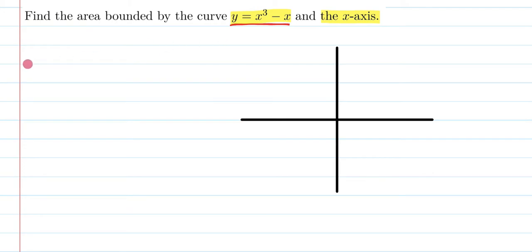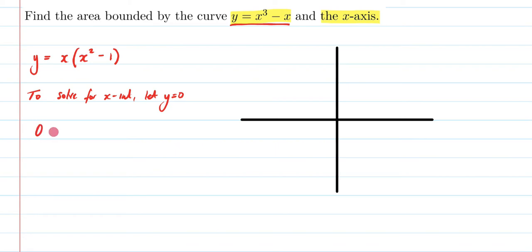To do that, I'm first going to factorize it. So I'm going to get y is equal to, I can take out a common factor of x, which is going to leave me with x squared minus 1. Having done that, to solve for its x-intercepts, what do you do? You let y equal 0. We've done that a million times. So that means we're going to end up with 0 is equal to x squared minus 1.